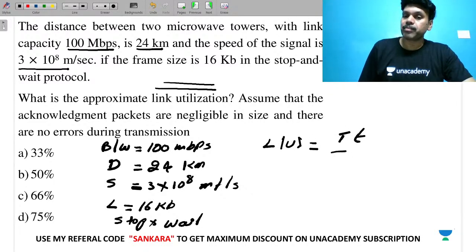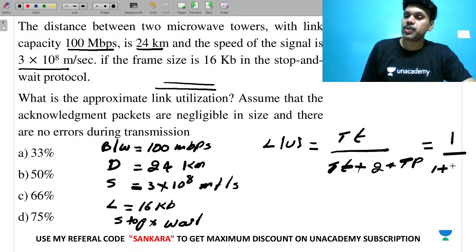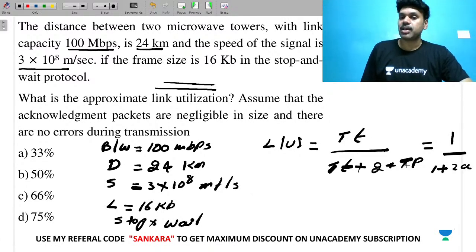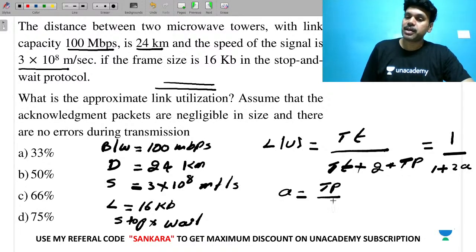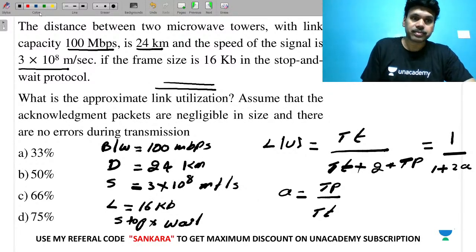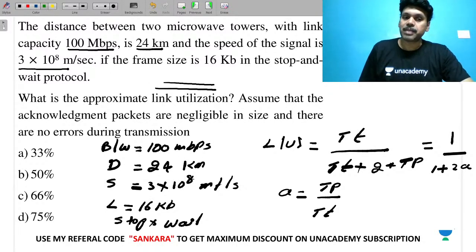What is U? U is TT by TT plus 2 into TP. You can also call it 1 by 1 plus 2A. Just find the A value, and the remaining we will take care of. A is TP by TT, your A value. So what is the TP? You need to calculate it. TT also you need to calculate. So let me calculate here.